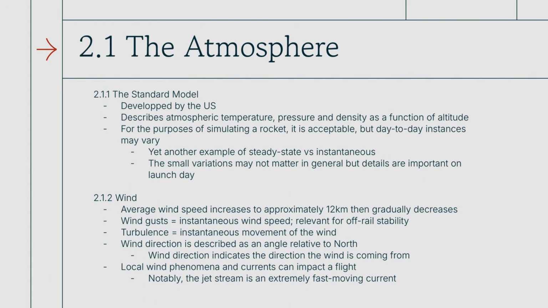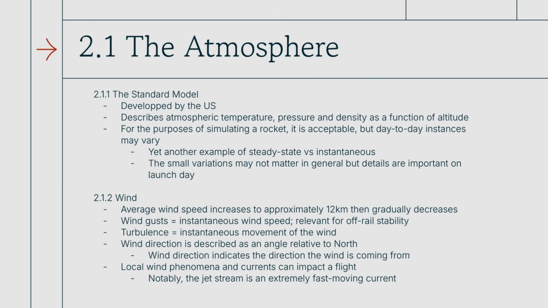So being able to know in what conditions you can launch the rocket, pretty important. Turbulence refers to the instantaneous movement of the wind. So when you're in an airplane and you get turbulence, a lot of that just comes from pockets of air that are moving in different directions from your average wind speed, causes weird issues, causes variations in the lift of your aircraft. That's why you get those bumpy rides.